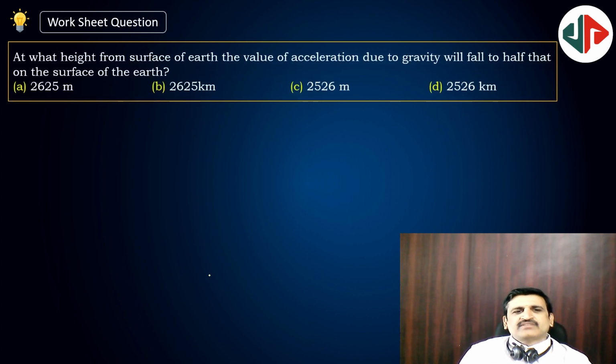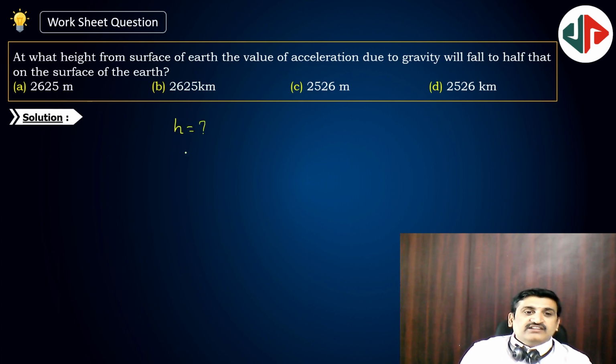At what height from the surface of the earth will the value of acceleration due to gravity fall to half of its value on the surface? So this is equal to g. The formula for g_h is g_h equal to g into R by R plus h, whole square.